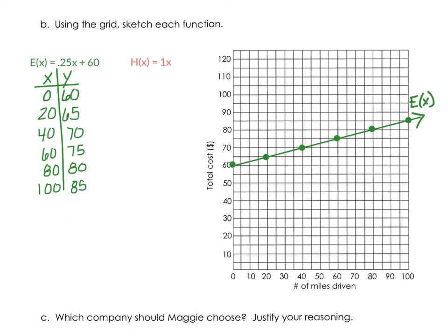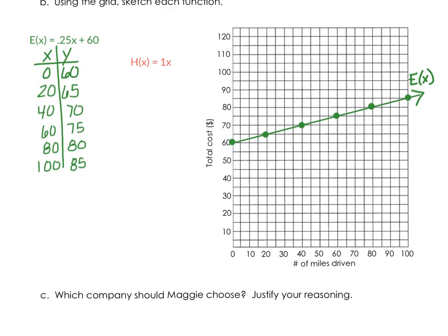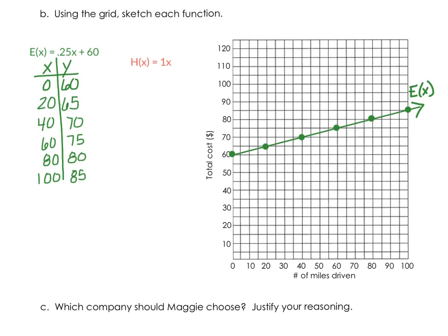It can continue to go up, but we can't go into a negative number of miles or a negative cost, so it needs to stop at that 0 for the number of miles driven. Okay, now we'll graph the h of x. So by doing the same thing, I'm going to go to my table and I'm going to plug in y equals 1x, and then I'm going to go back to my table.